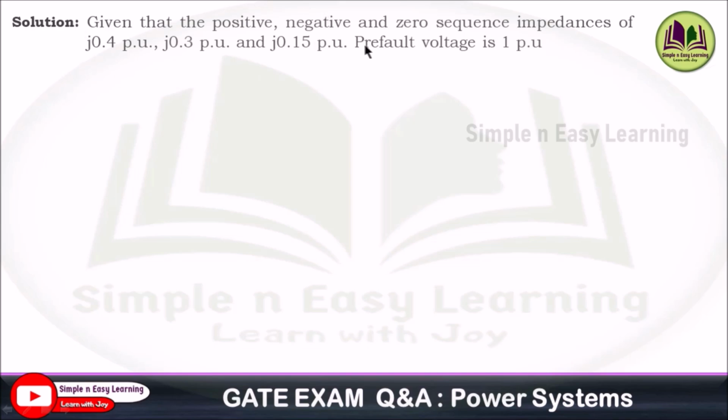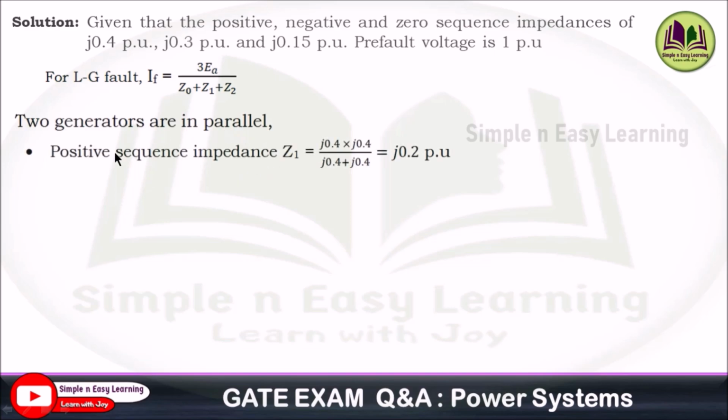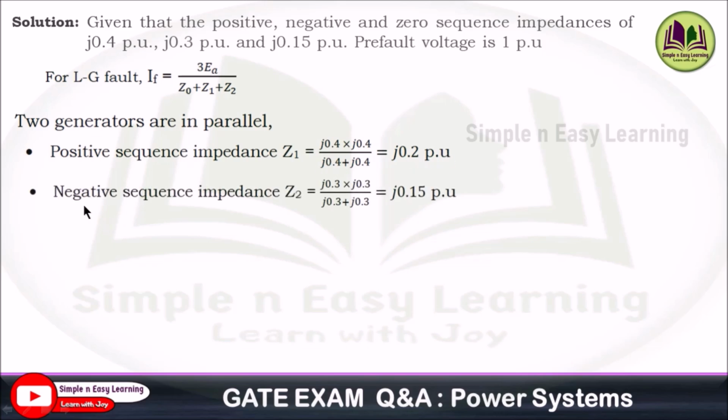Solution. So given the positive, negative and zero sequence impedances, and the pre-fault voltage is given as 1 per unit. So for a single line to ground fault, or LG fault, the fault current expression can be given as 3EA divided by Z0 plus Z1 plus Z2, where this EA is your pre-fault voltage. Now two generators are connected in parallel. So the positive sequence impedance Z1 equals the parallel combination of the given value, 0.4 into 0.4 divided by 0.4 plus 0.4, that gives you 0.2 per unit. Similarly for negative sequence impedance Z2, the parallel combination of 0.3 gives you 0.15 per unit.